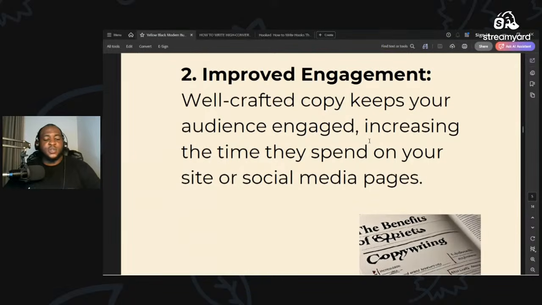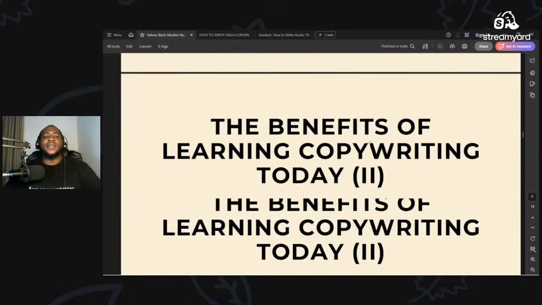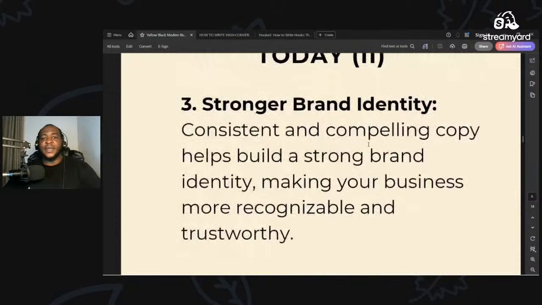I'm not telling you that you need to always script your stuff. Sometimes you need to be real, but if you really want to have authority and diligence for yourself, then you need to know how to script your words. So another thing that copywriting will help you do is your brand identity.